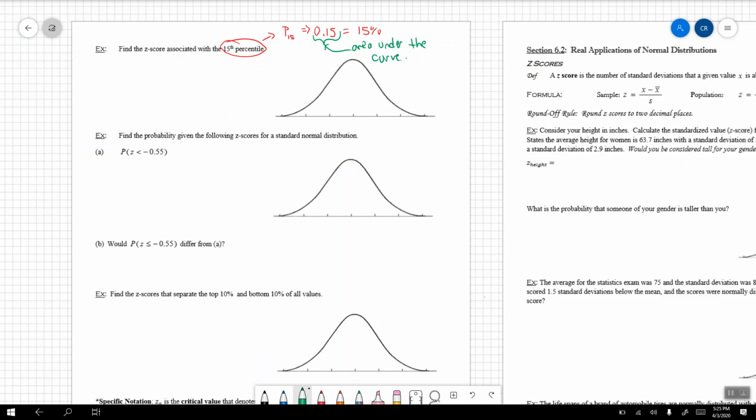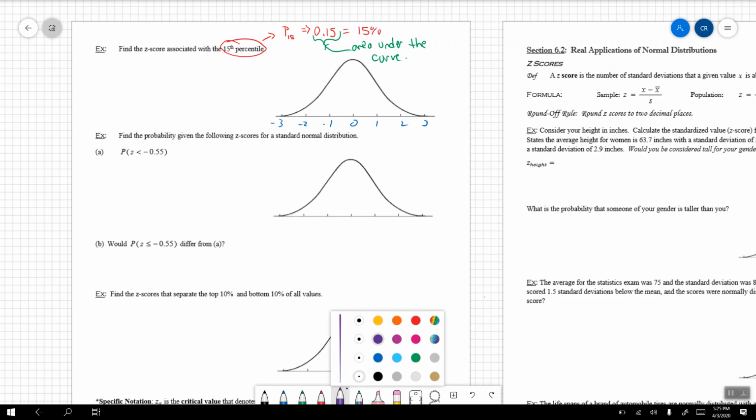All right, so here we are. We want the 15%. Again, I'm going to start labeling this. So this is 0, 1, 2, 3, then -1, -2, and -3. Now that I have this, I want to identify where that 15th percentile is. I am only going to make an educated guess here. I'm going to say it should be somewhere around here.